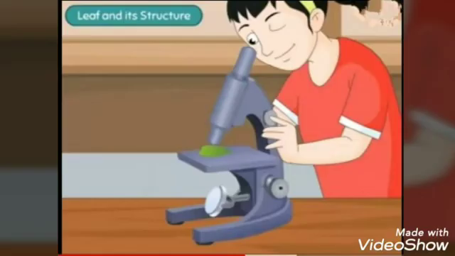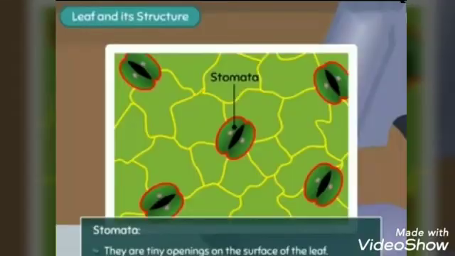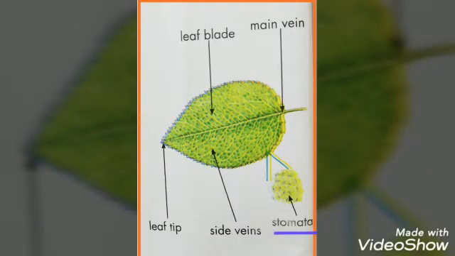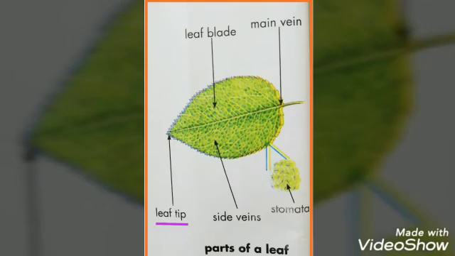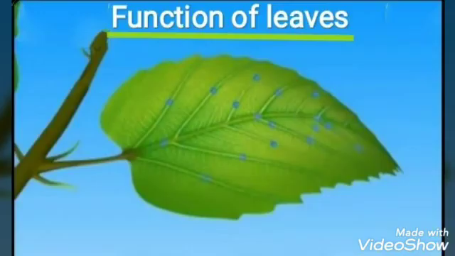the plant. When we look at the leaf under the microscope, we can see numerous tiny pores or openings on the lamina. These pores or openings are called stomata. They are present in large numbers on the lower surface of the leaf. Stomata help in the exchange of gases with the environment. Now let's learn about the functions of leaves.